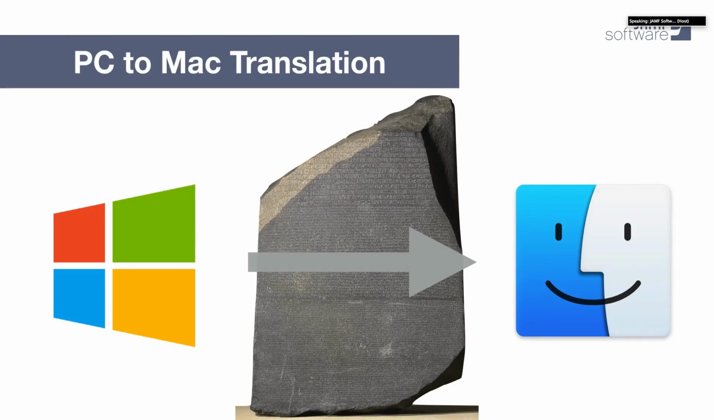In the middle, this is the Rosetta Stone. And the Rosetta Stone translated Egyptian hieroglyphics to Greek. It was a key tool to understand really how the Egyptian culture communicated. So just as the Rosetta Stone translated languages, so too it's going to help us translate Windows into Mac in this little analogy here.